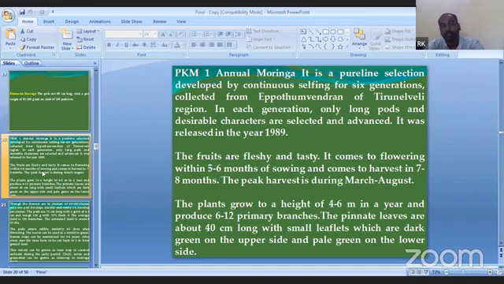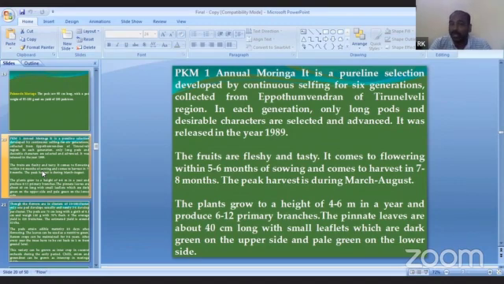Then this is very important. Farmers nowadays especially focus on the hybrid varieties PKM1, PKM2, ODC. These three are very important all over. Most of the farmers are growing these trees. So how do we effectively cultivate these hybrids?